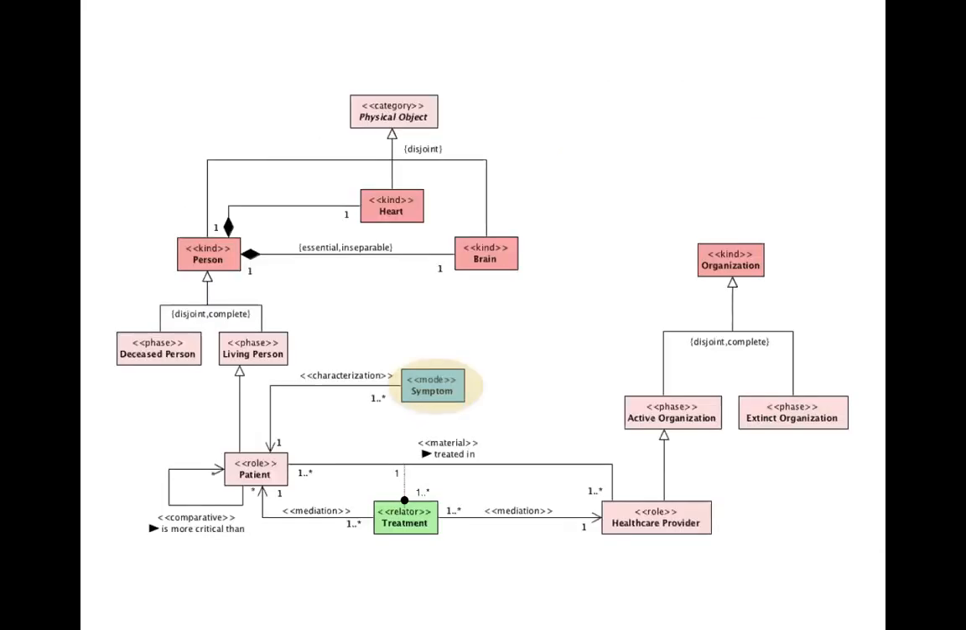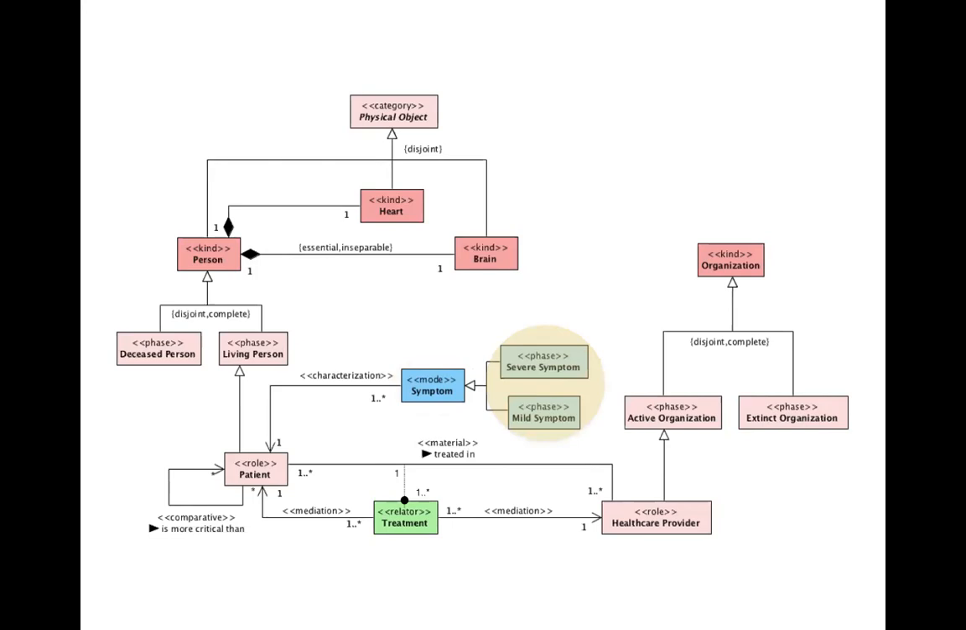Now, here we have a representation of a mode. The symptom is existentially dependent on the patient. This relation here is one of existential dependence. So it's not only a cardinality constraint, but the life of this thing is embedded in the life of the patient. If the patient ceases to exist, so does the symptom. And as I said, these things can go through phases. The symptom can change from being a mild symptom to a severe symptom.